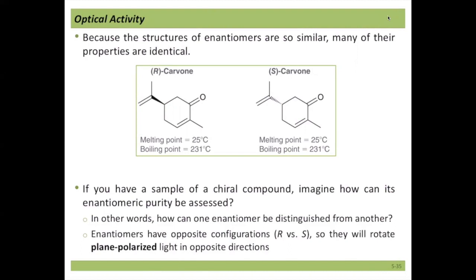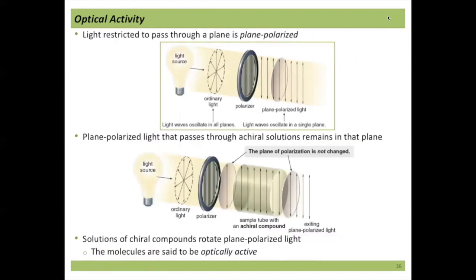And so if you have chiral molecules, those that have four different groups around a central carbon, the only way that you can distinguish between them is by the way that they rotate plane polarized light. So just as a brief introduction into that: ordinary light has waves emanating in all different directions. A polarizer is essentially a fine grating that only allows light of one orientation to go through.